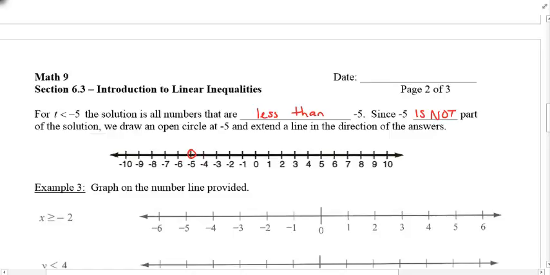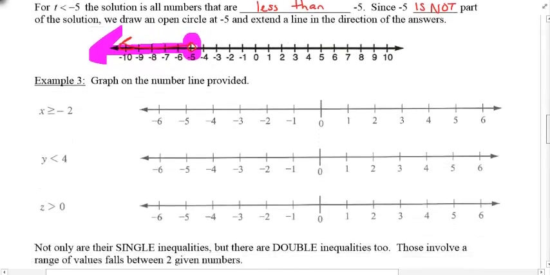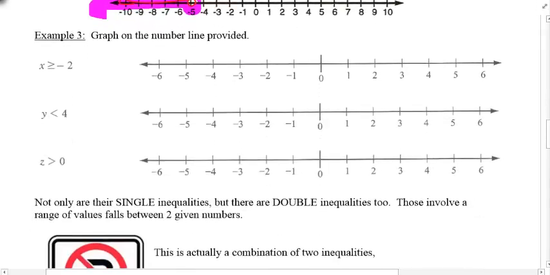And then we extend the line in the direction of our answers. It's less than, so we're going to the left. Or if you think about it, it's highlighted. And once again, open dot. Okay, open dot. So, can you now do some practice? I've given you 3 inequalities. You go ahead and try to graph them on the number line now. Go.